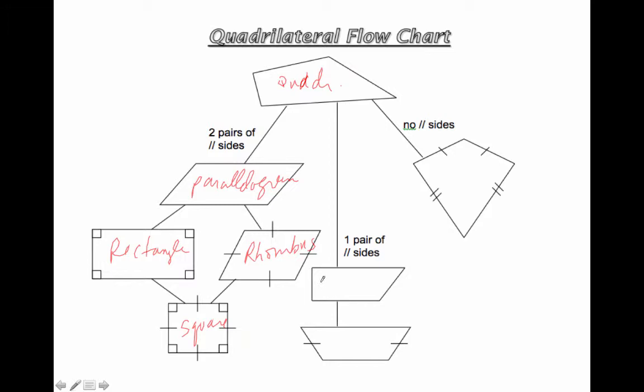If I have one pair of parallel sides, just one, then I have a trapezoid. And maybe I have a really special one, an isosceles trapezoid. On this side, if I have no parallel sides, the best I can hope for is a kite, and there's nothing else. It's either a kite or it doesn't have a special name. So that's the rest of the flowchart.